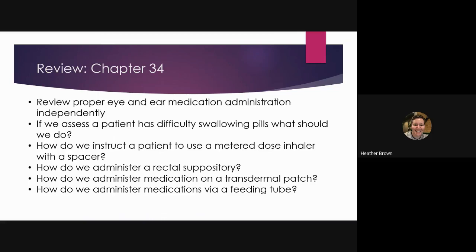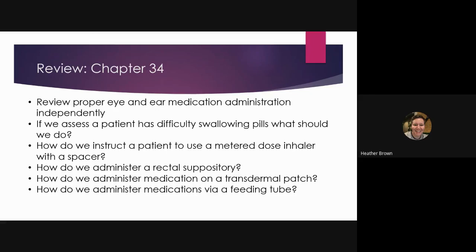So the first one here, review proper eye and ear medication administration independently. There's a couple questions here where it's going to say, how would you give this eye medication? How would you give this ear medication? I need you to look that up independently. Just a couple, but it's probably worth your time to spend a few minutes on that. For example, the pinna, that outside of the ear, needs to be pulled up and back when giving medications for the ear. That's the type of thing that could be useful. So spend a few minutes reviewing the administration of that independently.